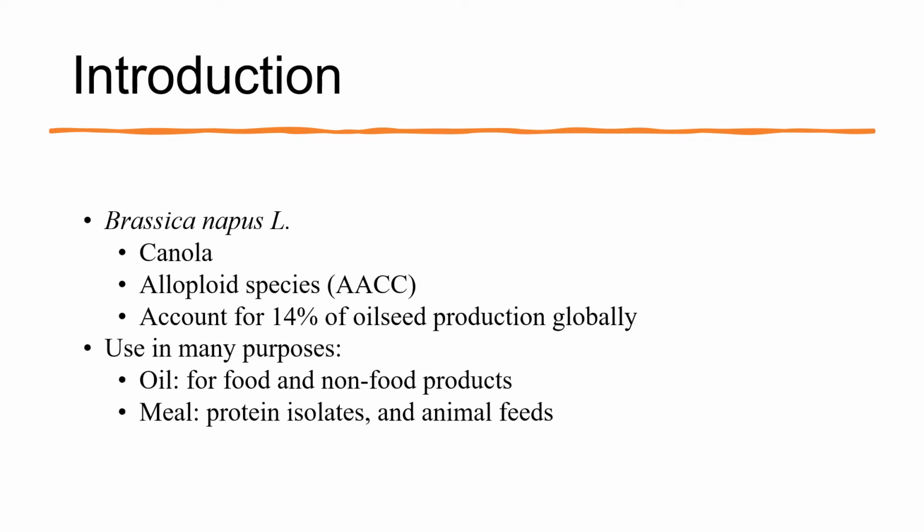Canola can be used for many purposes. For example, canola oil can be used as cooking oil, but it also can be used as an ingredient in cosmetic products and as a lubricant in machinery. Canola meal can be used as protein isolate for human consumption as well as for animal feed.